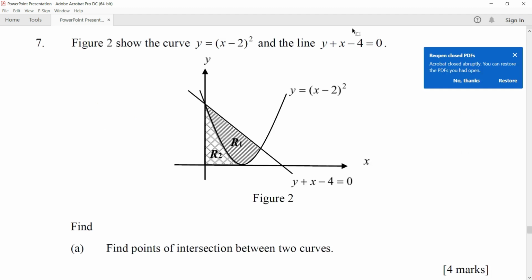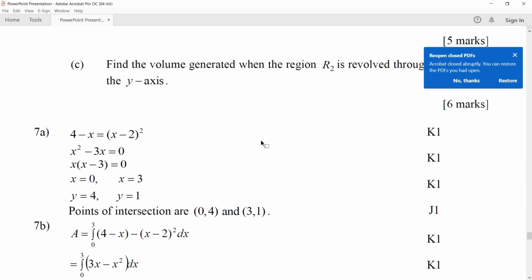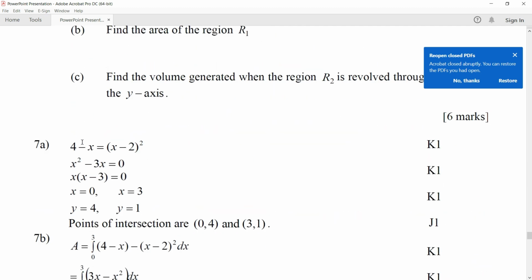Now we look at the last question. You are given these two curves, y equals to x minus 2 square, and the straight line, linear line, y plus x minus 4 equals to 0. Find the point of intersection between the two curves. So the points of intersection will be here and also here. In order to find the intersection points, you have to equate the two equations, 1 mark. You simplify and factorize the equation, 1 mark, and then you will get two values of x, 0 and 3, 1 mark, and finally the values of y, and you put your answer in coordinate form, 0, 4 and 3, 1, this is 1 mark, so 4 marks altogether.